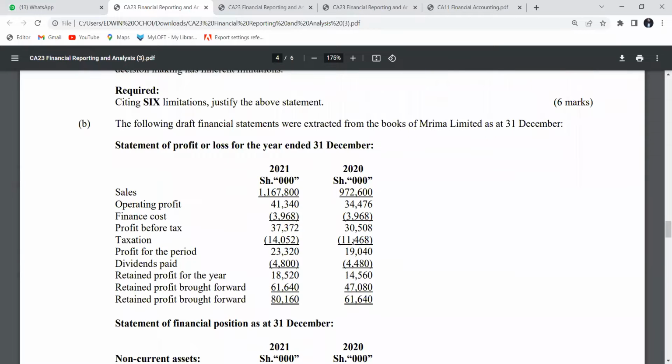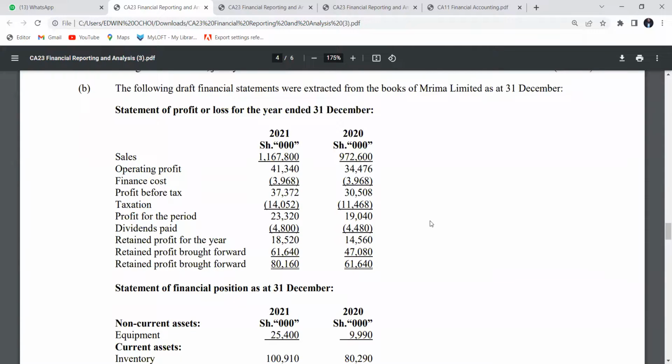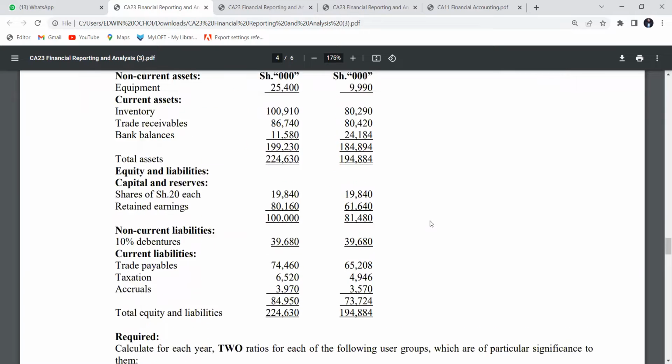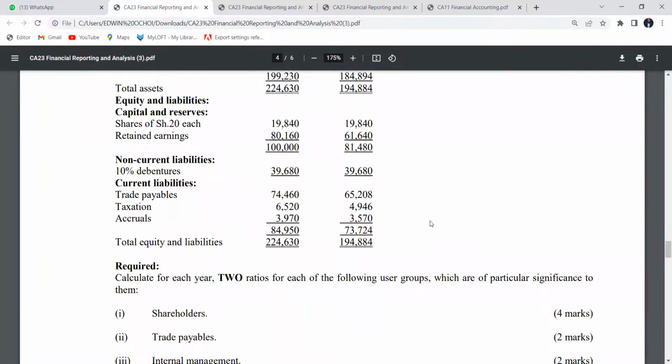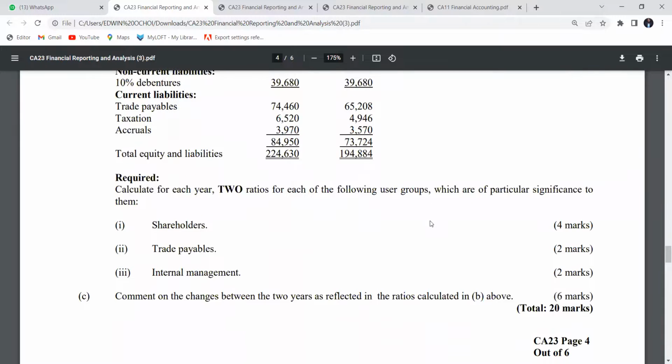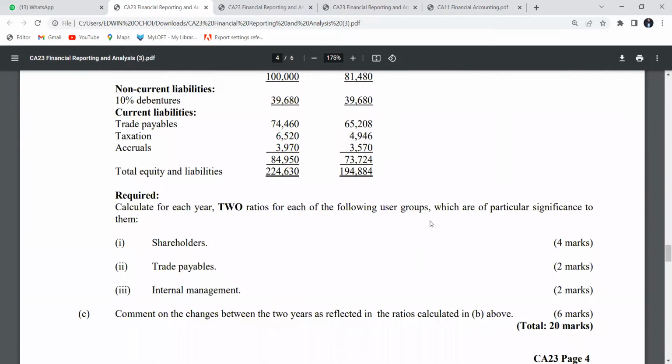So the draft financial statements were extracted from the books of Mrima Limited as at 31st December. Statement of profit or loss, statement of financial position. So here now, I don't want to do them, but this is your assignment. But we will be able to interpret, like now, calculate for each year 2 ratios.